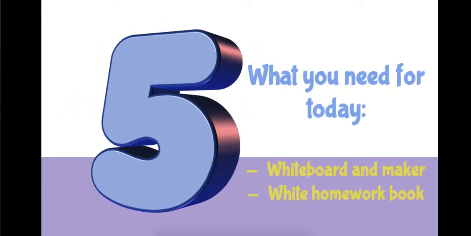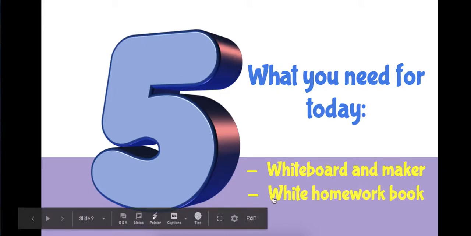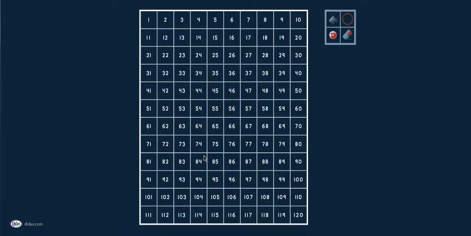So there's my big giant 5, and what you need for today is your whiteboard marker and your white homework book. So let's have a look at this. Again, we're just going to be counting in 5s, just to get those brains all warmed up, so that we can do our times tables, because remember, times tables is counting in that number. So 5, 10, 15, 20, 25, 30, 35, 40, 45, 50, 55, 60. Right, we will only go up to 60 because that is 12 times 5 is 60.